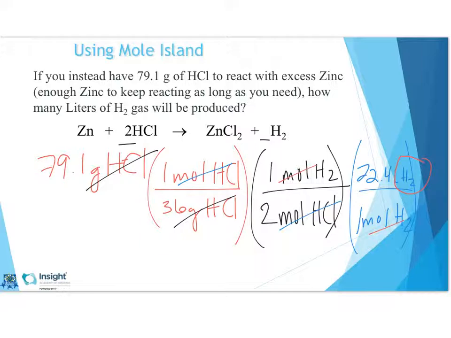So I'm going to start again by multiplying 79.1 times 22.4. Then I'm going to hit my equal sign. I'm going to divide by 36, hit equals. Then I'm going to divide by 2, because there's a 2 in the bottom. That gives me 24.6. And the units will be liters of H2.